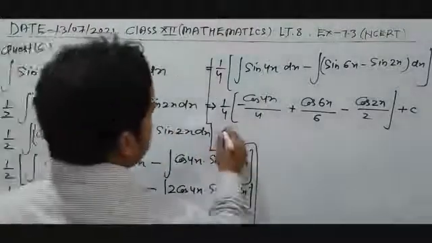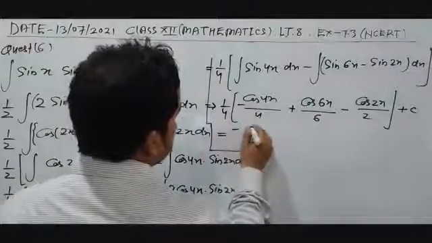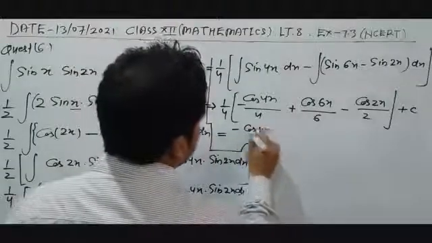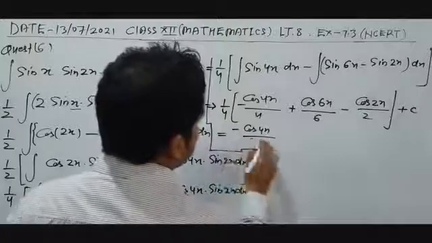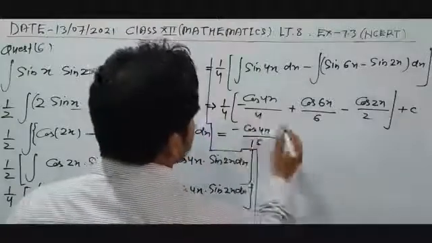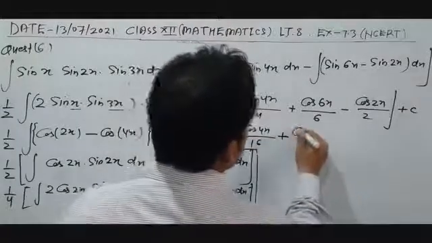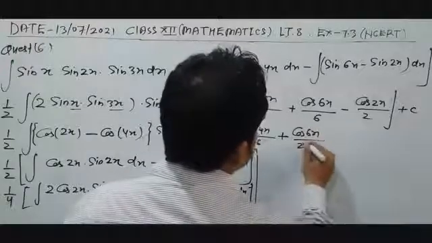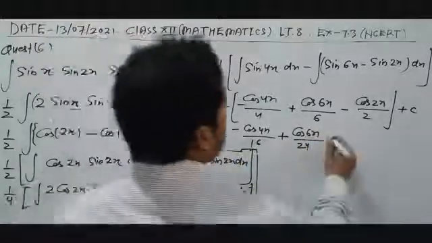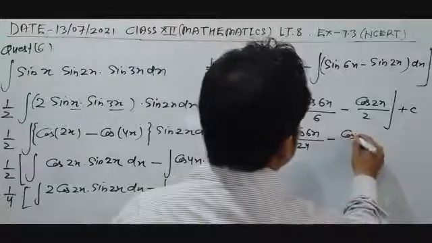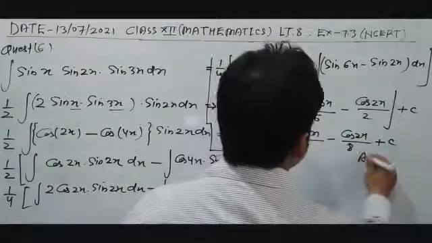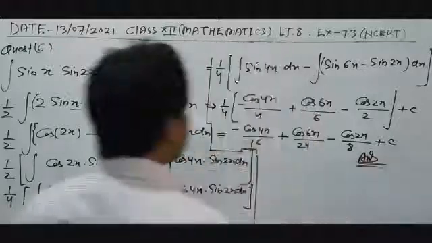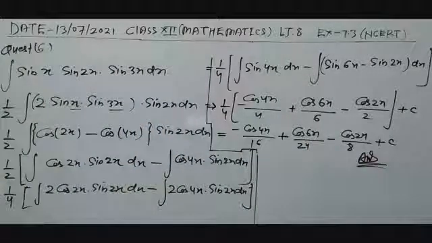When you multiply, the result will be minus cos 4x upon 16, not 24, 4 fours are 16, plus cos 6x upon 24 minus cos 2x upon 8, now plus c. This is the answer. Now question number 6 is completed.